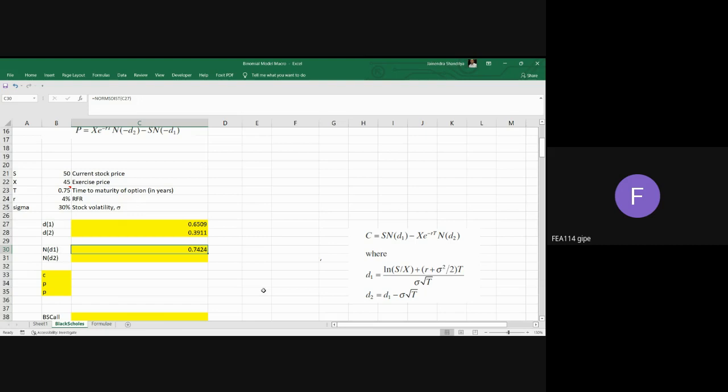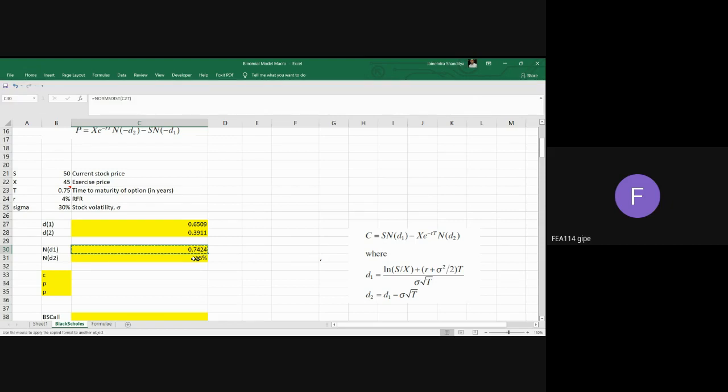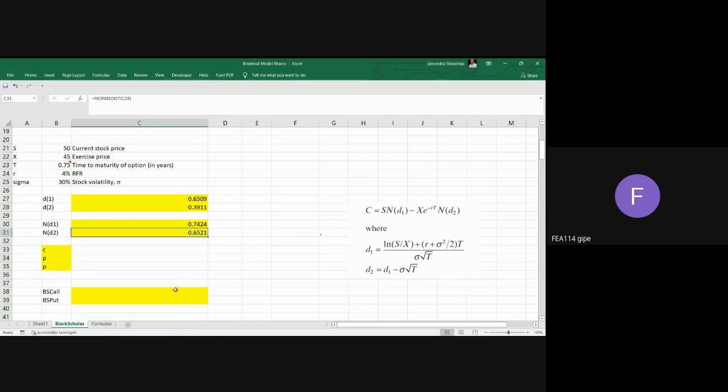Okay, so I got ND1. Then I will again calculate the ND2. So norm is this, and then D2 is given here. I select that, enter. I got 0.6521.